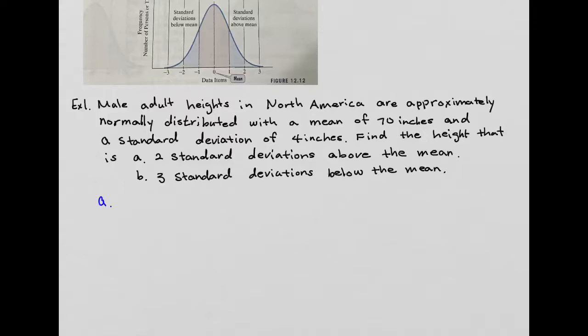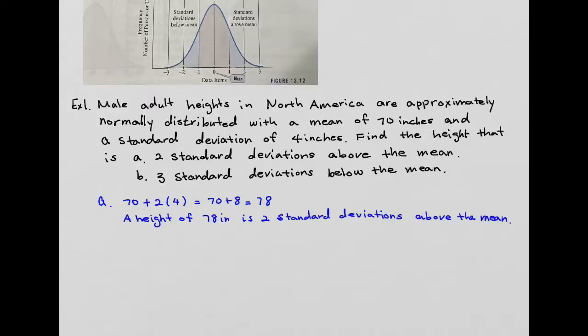find the height that is 2 standard deviations above the mean. What we need to do is mean plus, so your mean was what, 70, plus 2 standard deviations above, so that will be 2 times your standard deviation, which is 4. That's going to be 70 plus 8, which is 78. So we could say a height of 78 inches is 2 standard deviations above the mean.